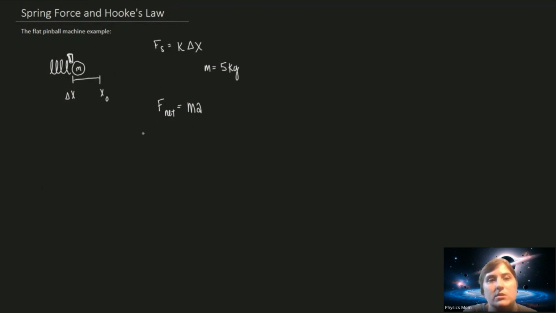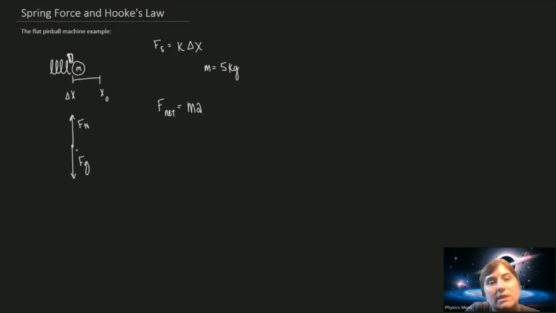Currently, there are forces on my ball. Technically it's resting on the table, the bottom of the pinball machine. So gravity's pulling it down and the normal force is holding it up. We're just going to look at the horizontal motion, though. So the free body diagram for this: I have gravity pulling it down, and I have the normal force holding it up.